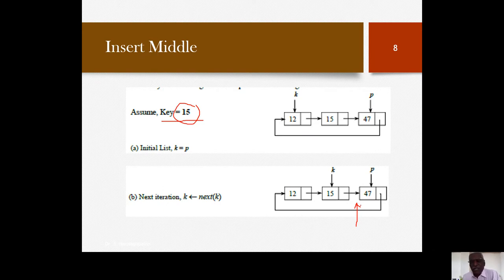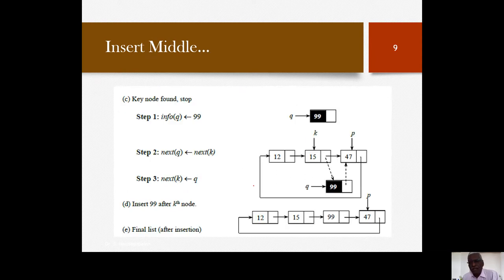Let's see in the circular list how it could be modified, or how things become very easy. So once we find the K node, that means the key node, then we can insert. This is for the iterative step. And you can see here, this is the way by which we insert. That's very simple because next of q equals this, and next of k will point to q. So insertion is very simple here. Let's assume that we would like to add after 15. So the key node is 15 and the element to be added is 99. The new node q is created, and info of q is put as 99.